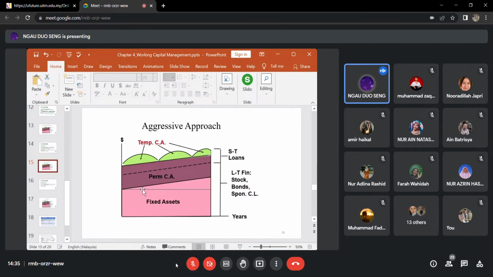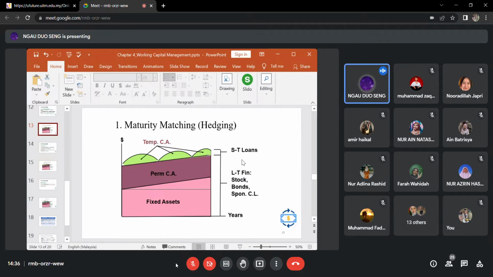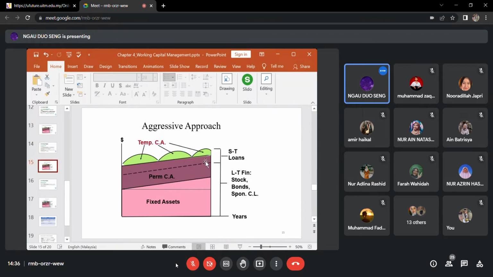If we are referring to the graph here, you can see the short-term loan here includes some permanent current asset. The remaining permanent current asset will be financed by long-term financing. As we compare here, temporary current asset will be financed by short-term loan. For aggressive, they are using short-term loan for permanent asset too.